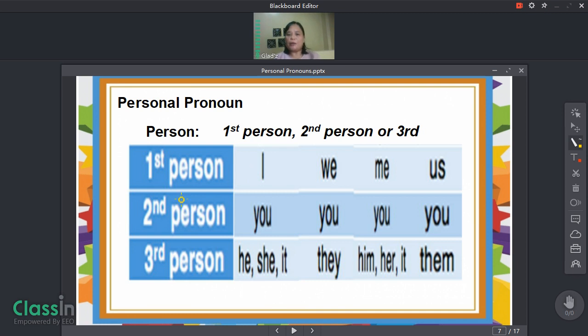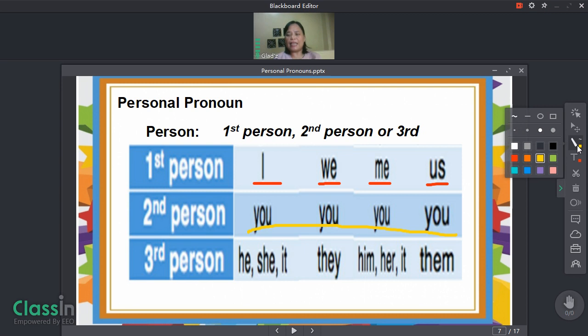In the first person, meaning the speaker, we have here I, we, me, and us. And then for the second person, we have the you. Look at this one. We only have one pronoun used as the second person, which is you.